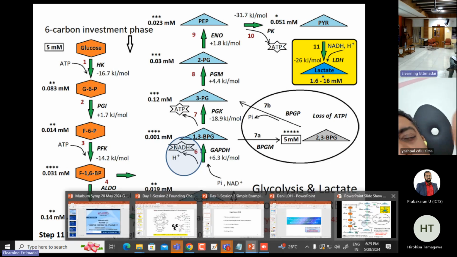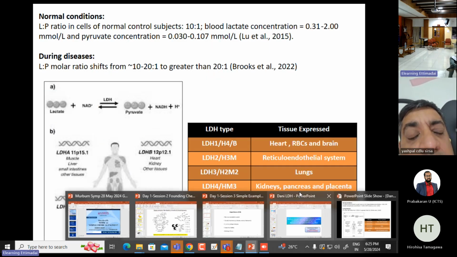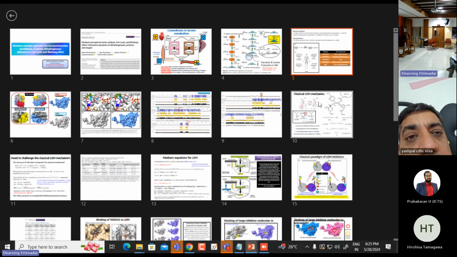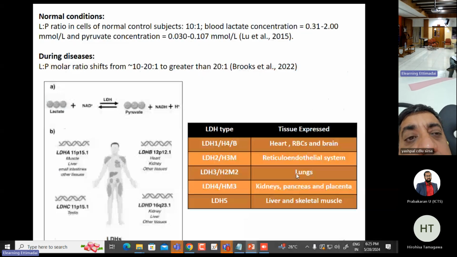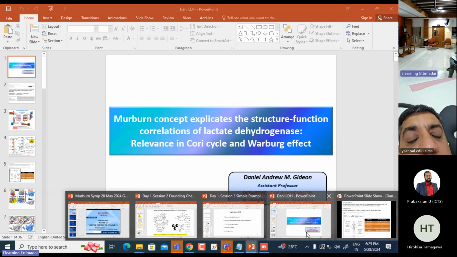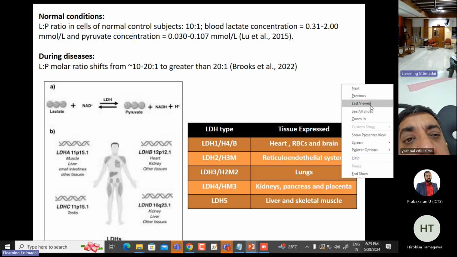So we go to the next slide. Okay, this is what you have. LDH itself, the isozymes of LDH and the concentration of the lactate pyruvate ratio, LP ratio, is known to be a diagnostic marker for several diseases, like even mitochondrial disorders.